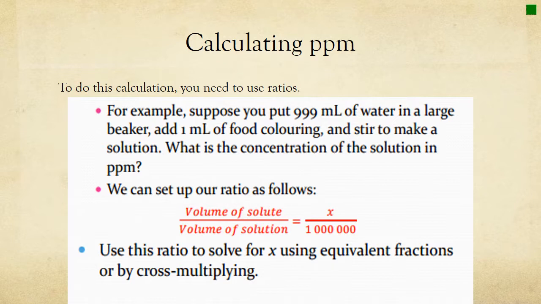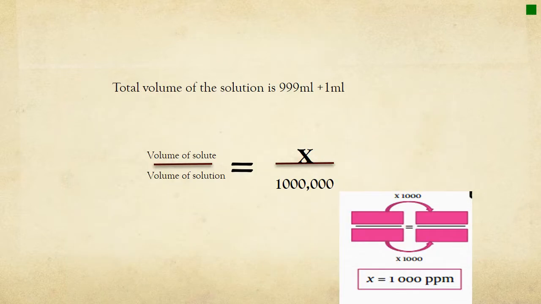The volume of the solution in this case would be 999 milliliters plus 1 milliliter, so it would be 1,000 milliliters. That's something to note and be careful about when you're doing these problems.